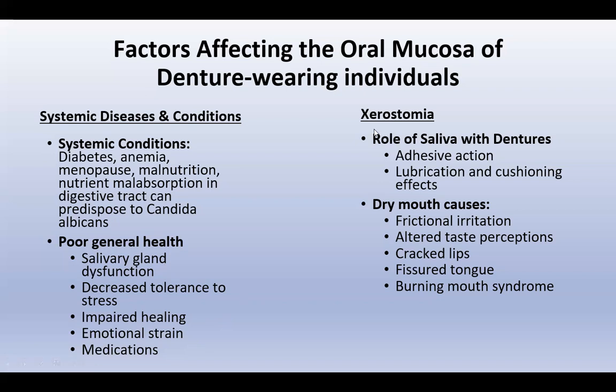Xerostomia is another big factor that can affect their oral health. We want them to understand the role of saliva with a denture. If a mouth is dry, that denture is going to be far more uncomfortable, and it's not going to be retained as easily. Of course, we think of saliva in its role for lubricating our tissues, for keeping the tissues healthy, for mineralizing teeth. But it also has an adhesive action, and again, a lubrication and cushioning effect for denture wearers. So dry mouth can cause these frictional irritations.